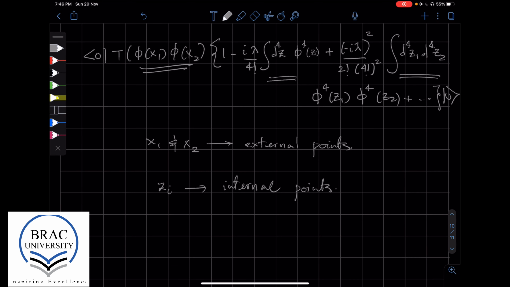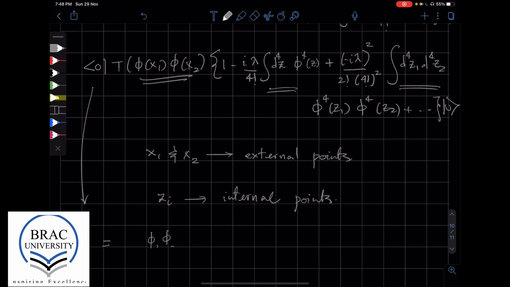So we can see that we can now apply Wick's theorem term by term. The first term is going to give us the contraction between phi1 and phi2. And the second term is going to give me this prefactor and the integral over d4 of z. And there'll be one term where I get a contraction between phi1 and phi2.